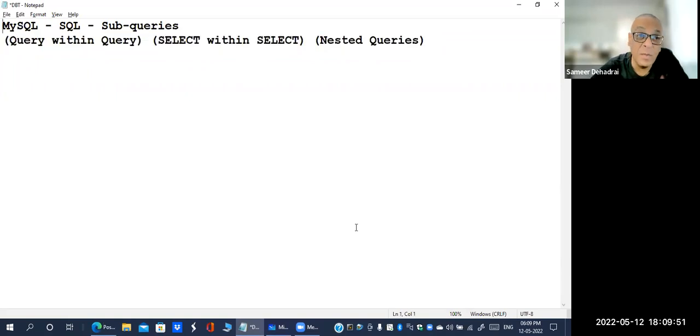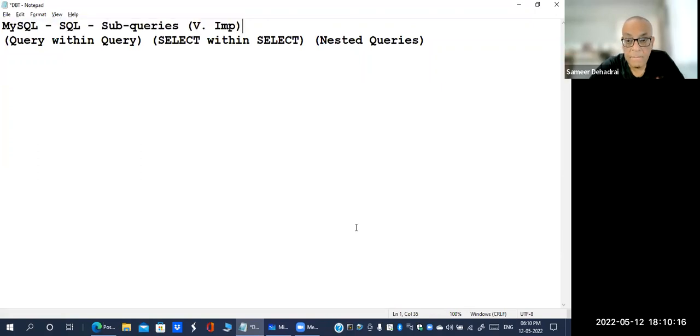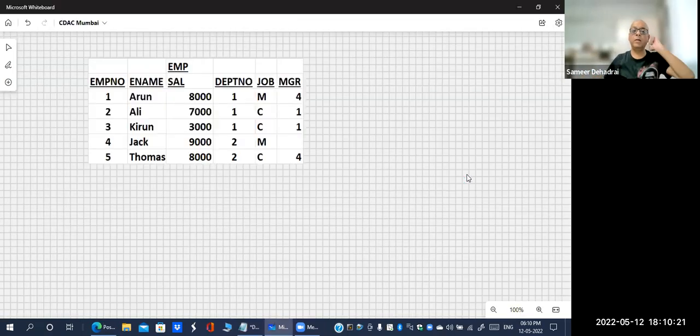Query within query, select within select, nested queries. Again, this is an extremely important topic. Exam perspective, interview perspective, when you start working. In database, every topic is important, but this is slightly more important than others. Now hear me out. First, you understand the problem statement.